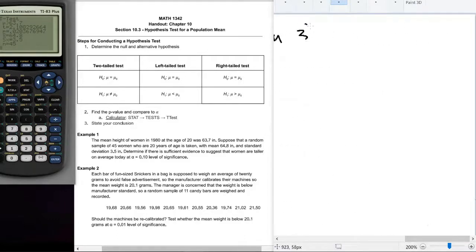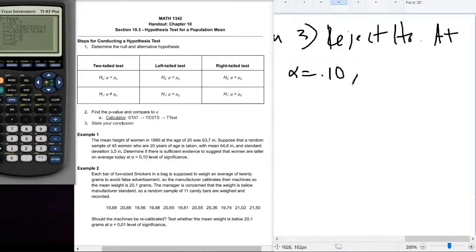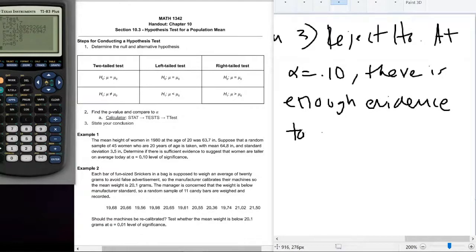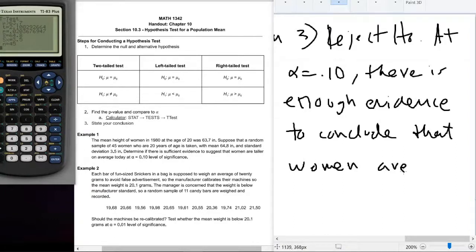Conclusion: reject the null hypothesis. At alpha equals 0.10 level of significance, there is enough evidence to conclude that women are taller on average today.